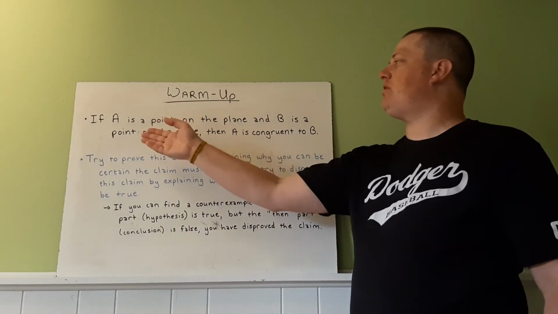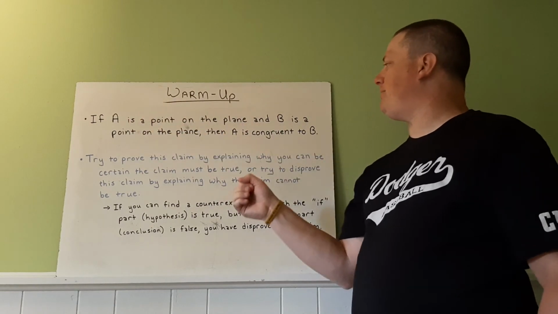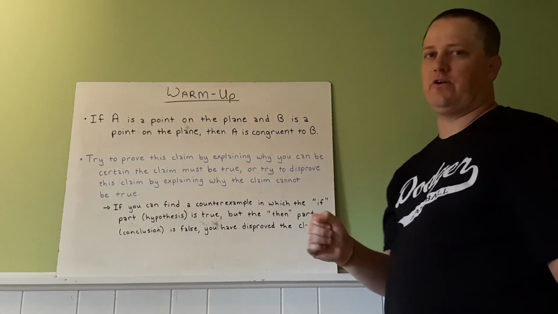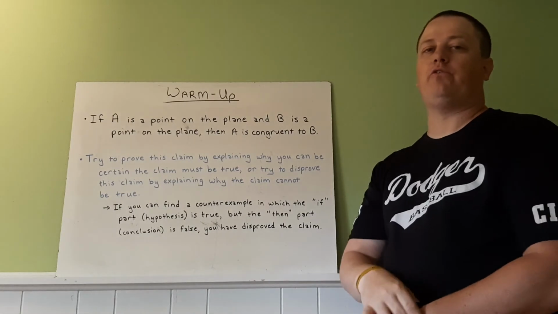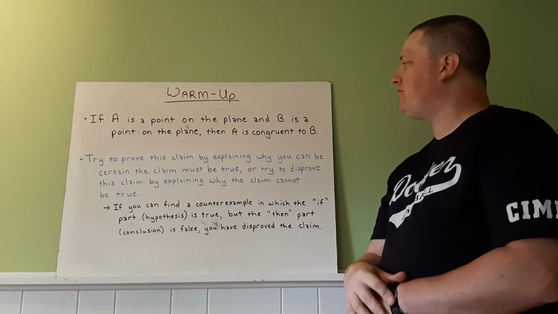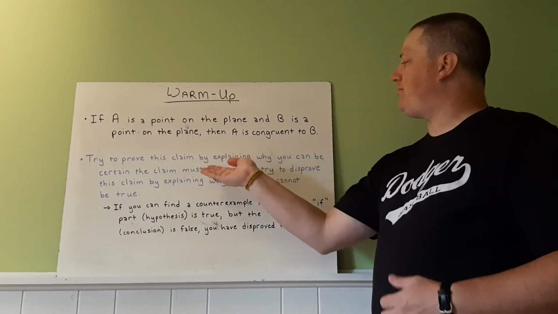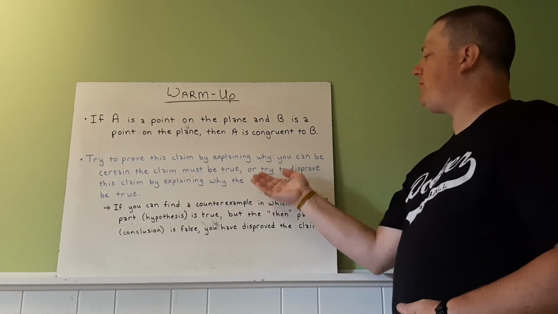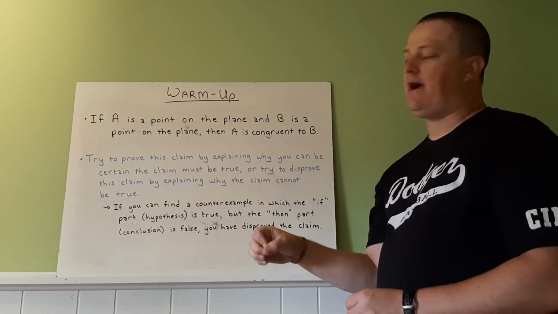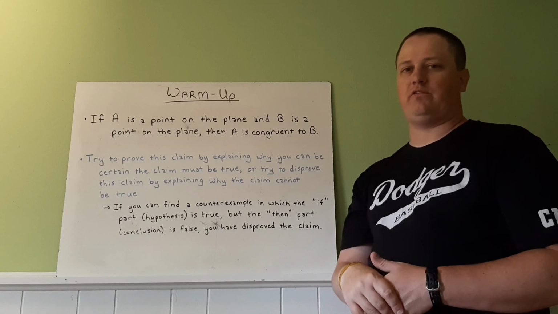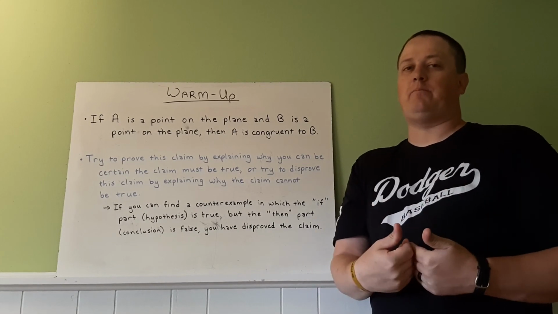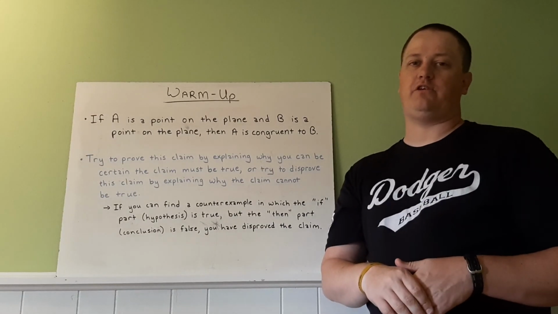So if you could show how both of these are on the plane, but A is not congruent to B, then you have disproven the situation. So come up with a way to explain why it's true, or come up with a way to create a counterexample that disproves the situation. Bring that to class tomorrow, and then that's going to start our discussion. Thanks.